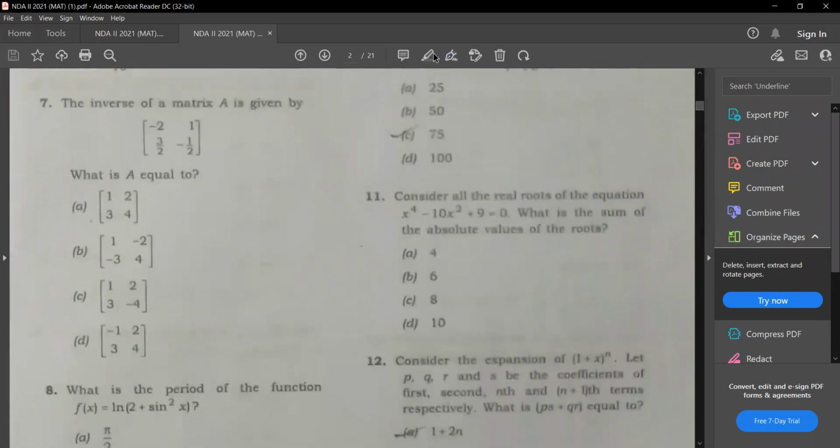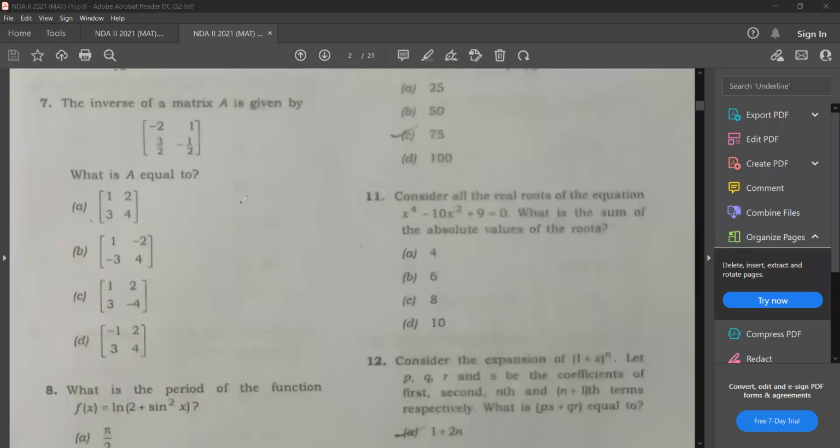The inverse of matrix A is given by. You have to find the inverse of the matrix. So how to find the inverse of the matrix? This is a 2 by 2 matrix. How to find its inverse? Either you can do elementary transformation, or you can use 1 by determinant of A into adjoint of A. Any method is fine. So A inverse is equal to 1 by determinant of A into adjoint of A. Do that direct question and you'll get the answer.